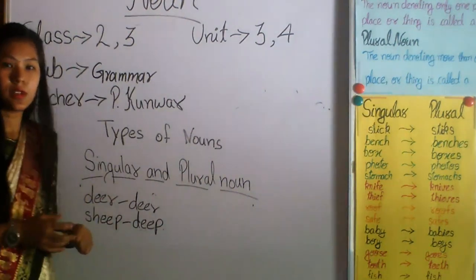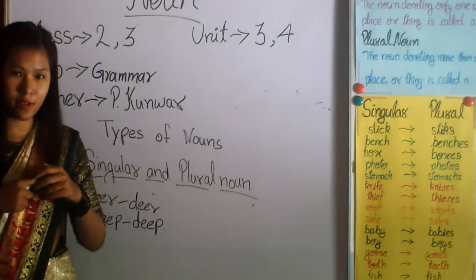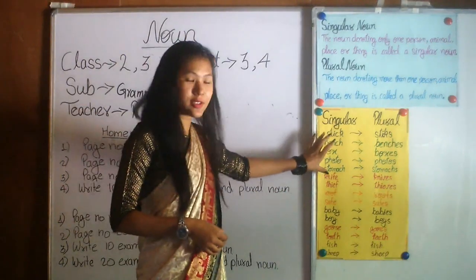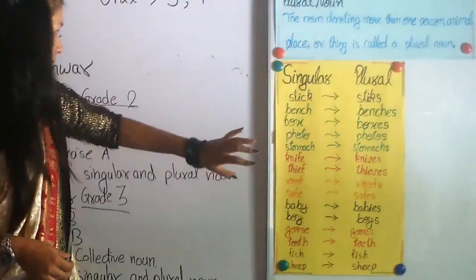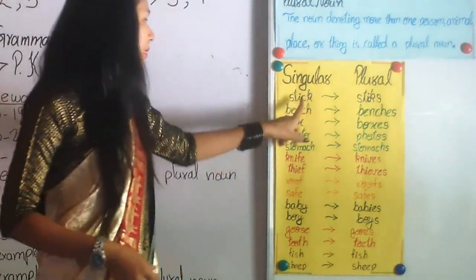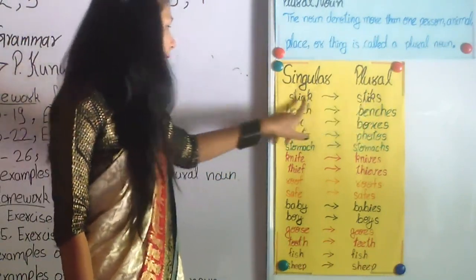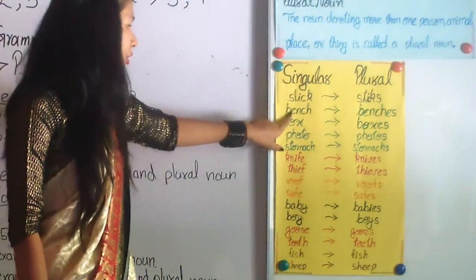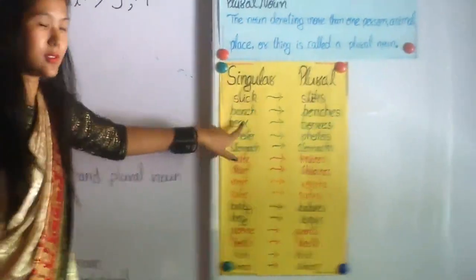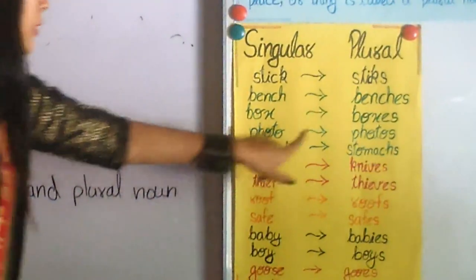Examples of singular and plural nouns. Hope you understand about singular and plural nouns, dear children. Here are some examples. Let's read them. Stick. Sticks is the plural form of stick. Bench, benches. Box, boxes. Potato, potatoes.